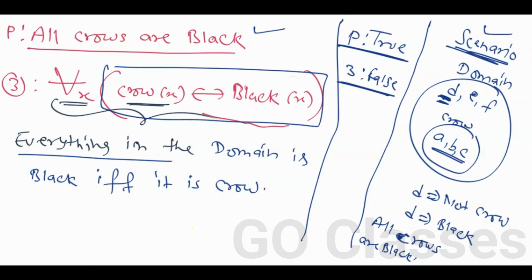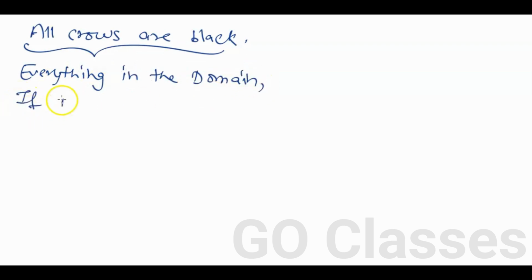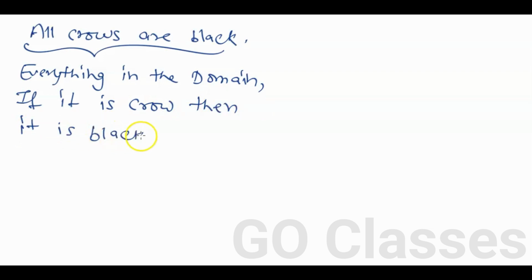Okay. So finally, now let me tell you what is the correct translation. As I told you, all crows are black. So the correct translation is very simple. It means that everything in the domain, if it is a crow, then it is black. So this is the point. You can very simply write: everything in the domain, if it is a crow, then it is black. So this is the correct translation.